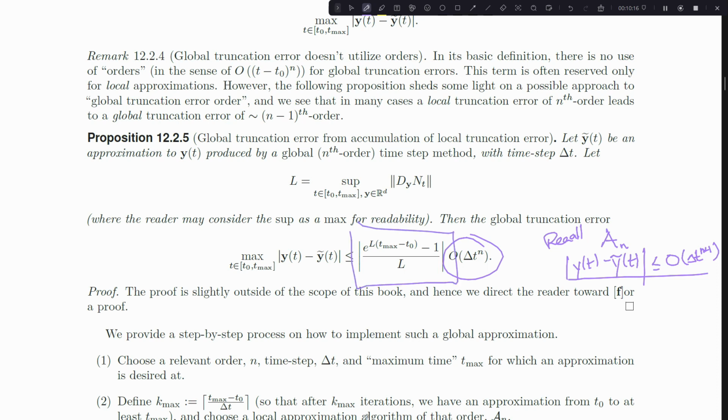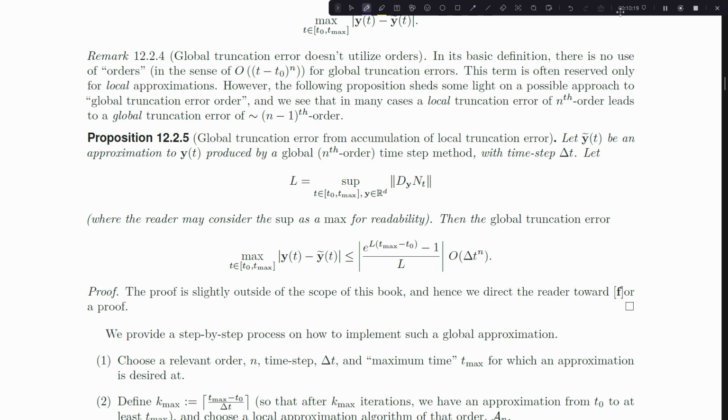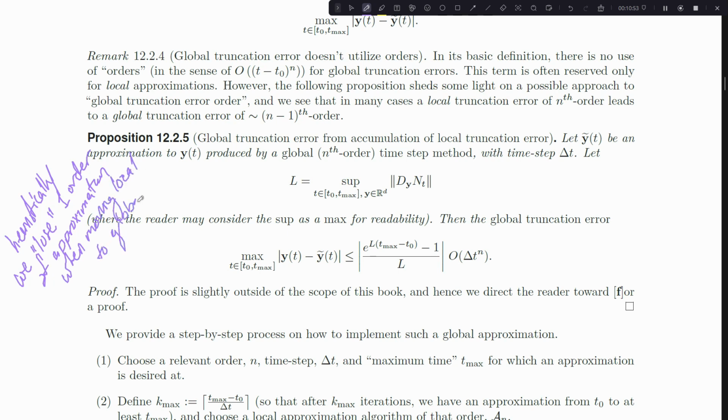And so that's the interesting thing about talking about orders. Maybe I'll say heuristically. By the way, that word means intuitionally in many ways. It means the way to think about it. So heuristically, we lose 1 order of approximation when moving from local to global. So that's what that proposition is saying, heuristically.